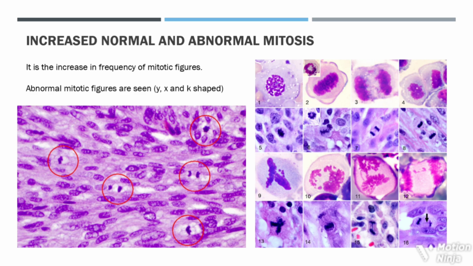The sixth feature of dysplasia is an increase in number of mitotic figures that can be seen in a cytological slide, or there can be abnormal mitotic figures due to various abnormal mutations. Some of the abnormal mitoses are X, Y, and K-shaped figures. These are the images that show the various types of regular mitosis, and these are the cells that show irregular mitosis in dysplastic features.